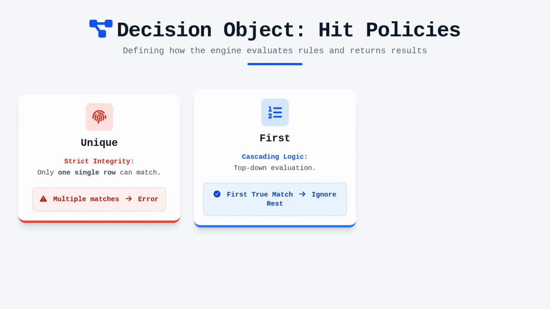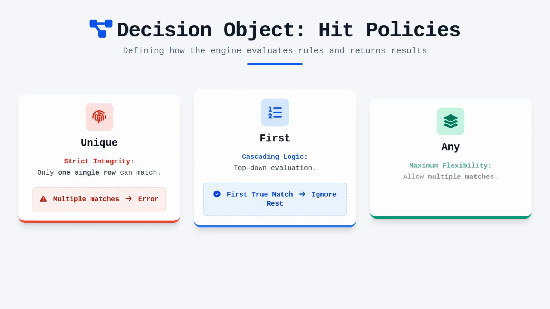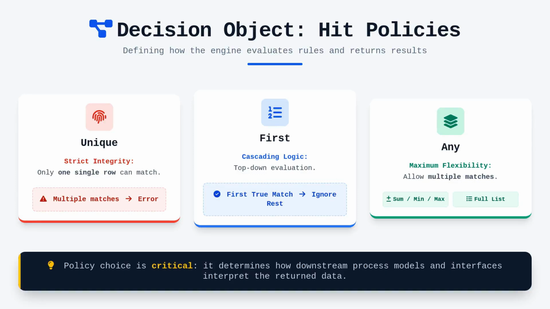The first hit policy, by contrast, takes the output of the first row that evaluates to true and ignores all subsequent rows, providing an intuitive top-down approach for cascading logic. If you require more flexibility, the any hit policy allows for multiple matches to return values, and you must define how those multiple results are aggregated, such as returning the sum, minimum, maximum, or a list of all matching outputs. Choosing the correct hit policy early in the design phase is crucial because it fundamentally alters how your downstream process models or interfaces perceive the returned data.